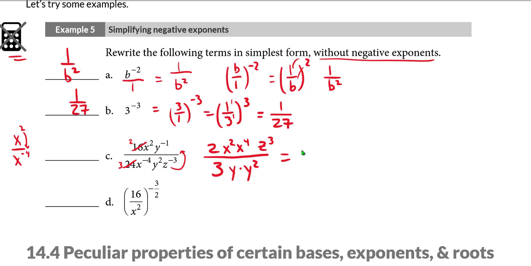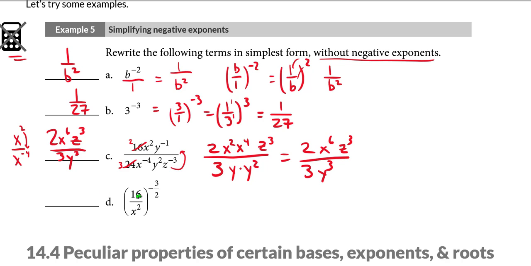Now applying some of those other exponent rules, I get 2x to the 6th z cubed all over 3y cubed. 2x to the 6th z cubed over 3y cubed is the answer. Let me clean up those exponents, they're both ugly. Cubed, cubed. There we go. And that is a z, even though it doesn't look like it.